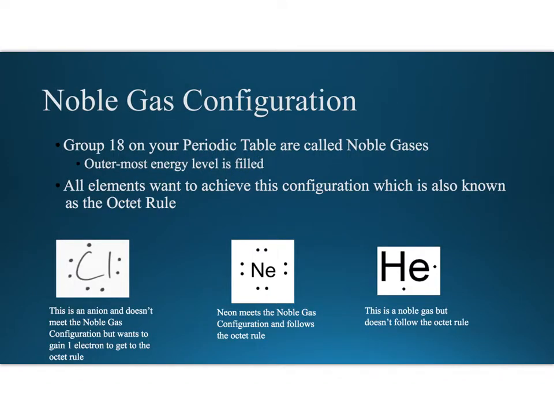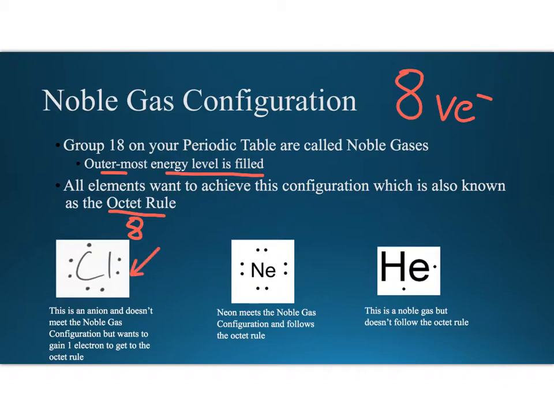So what is noble gas configuration? If you look at group 18 on your periodic table, those are called your noble gases. In your noble gases, the outermost energy level is always filled. Noble gases usually have 8 valence electrons on their outer shell, and that's how we represent valence electrons. All elements always want to try to reach this type of configuration, which is known as the octet rule, and octet stands for 8. So all elements are trying to have 8 electrons around them.